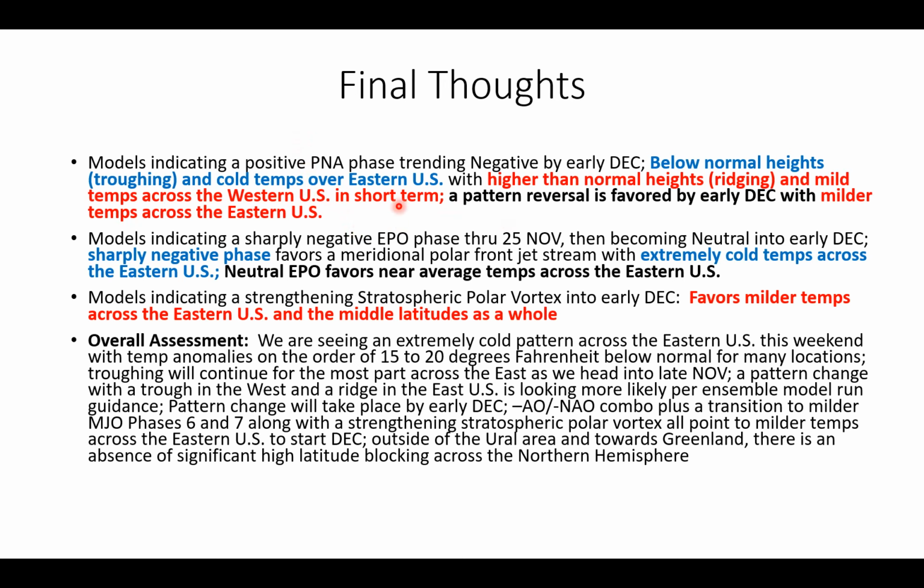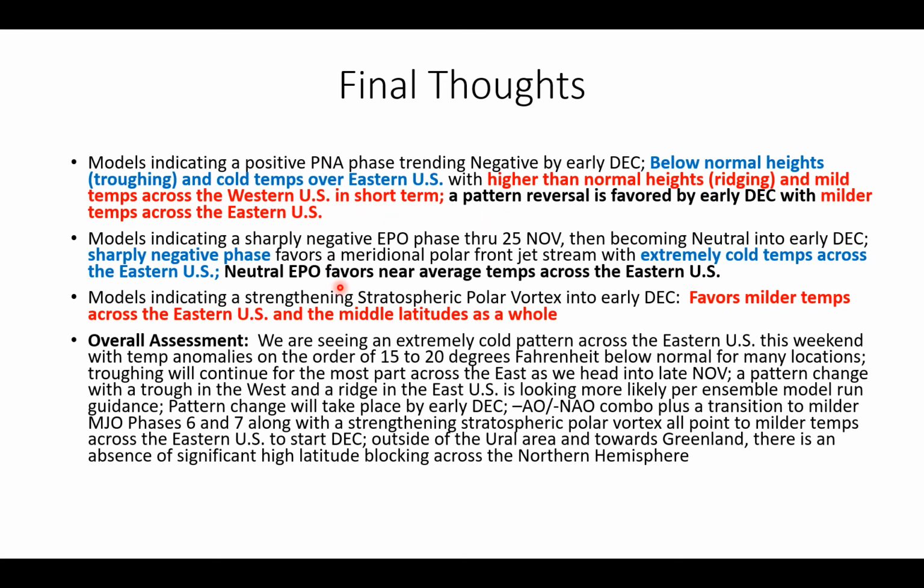Below normal heights and troughing and cold temps over the eastern U.S. occur with a positive PNA phase, with higher than normal heights and ridging and mild temps across the western U.S. We're looking at that positive phase of the PNA in the short term, but then there could be a pattern reversal, which is favored by early December with milder temps across the eastern U.S. and those cooler temps and more unsettled precipitation regime out west.